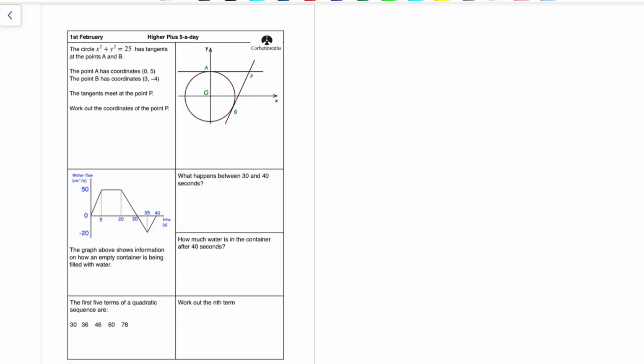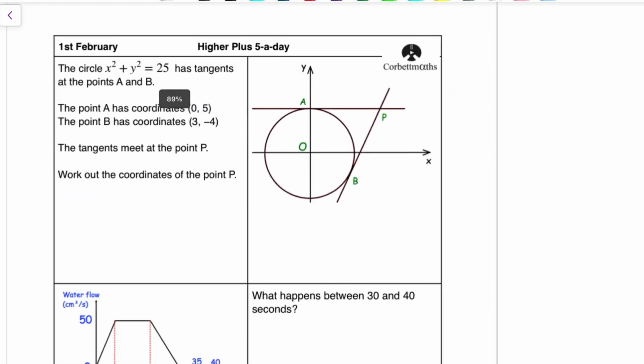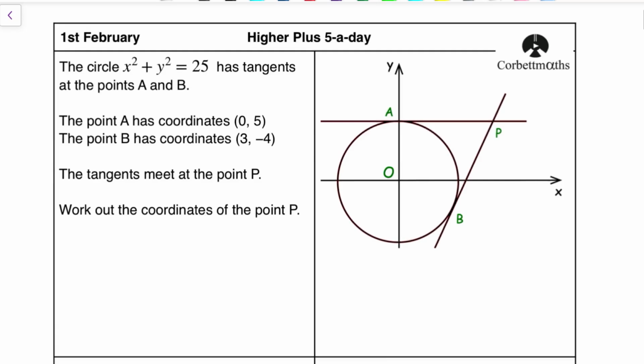It's a new month now, so it's the 1st of Feb and it's the Corbett higher plus 5 a day. Now, I haven't done most of these questions. I've seen a few of them before, but my understanding is it starts to get a bit tougher from here. Actually looking at this first question already, this just looks a bit of a jump in difficulty from last month. So excellent. Let's give this a go and see what we've got.